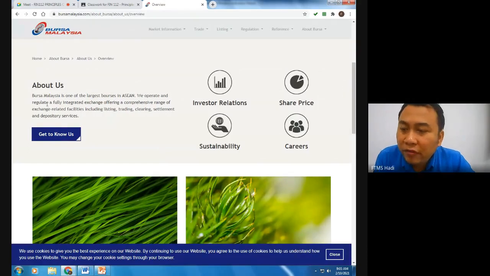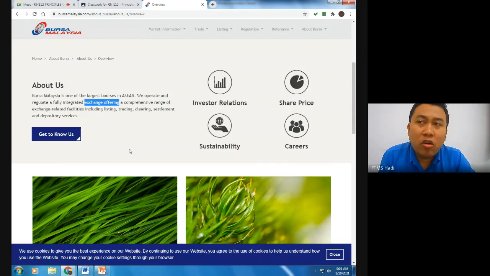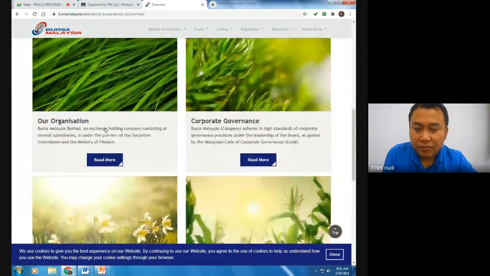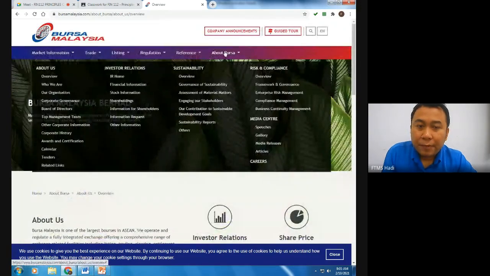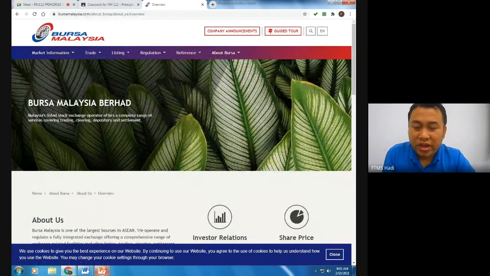We operate and regulate a fully integrated exchange offering. You see here, they use the words exchange offering. It means that the stock or any financial instrument is exchanged between one investor and another investor, and so they are traded with each other. A comprehensive range of exchange-related facilities including listing, trading, clearing, settlement and depository services. So these are the places whereby they can buy and sell shares. There is a lot of information that you can read later on there. So that is a little bit of the overview of Bursa Malaysia.